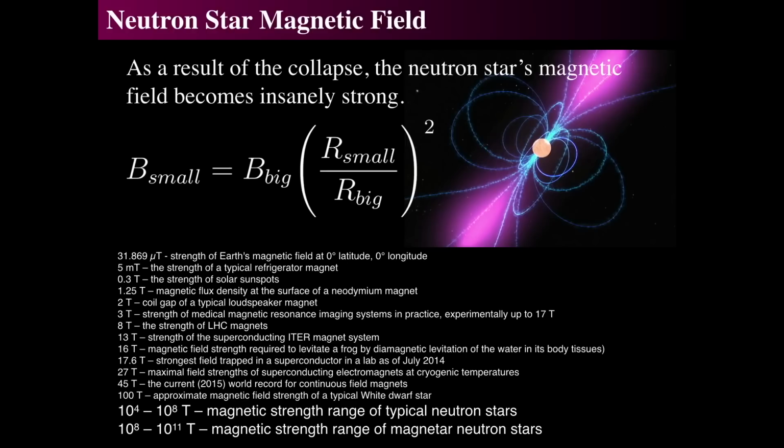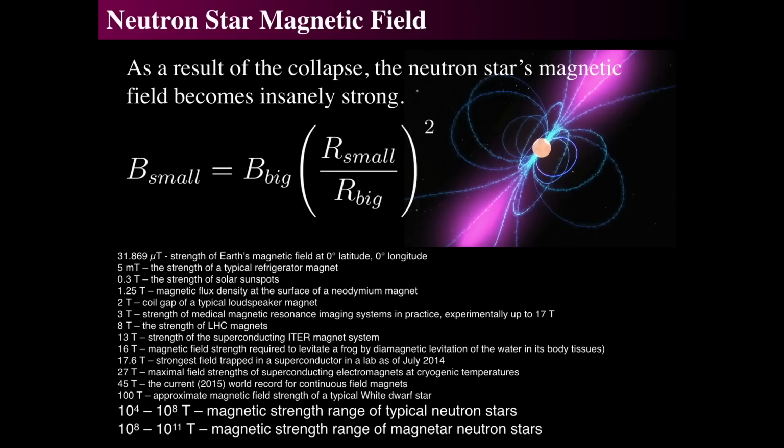Then the very strong, like 1.25 Tesla, is what you have with very strong magnets that you can buy, say, off of Amazon. And if you take apart a big audio loudspeaker and look at the coil gap inside, that's even stronger, about 2 Tesla. If you get an MRI at a lab, you're going to be experiencing about 3 Tesla, and some of those can go up to 17 Tesla.